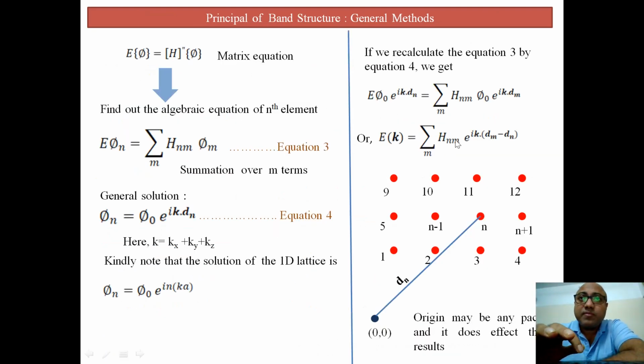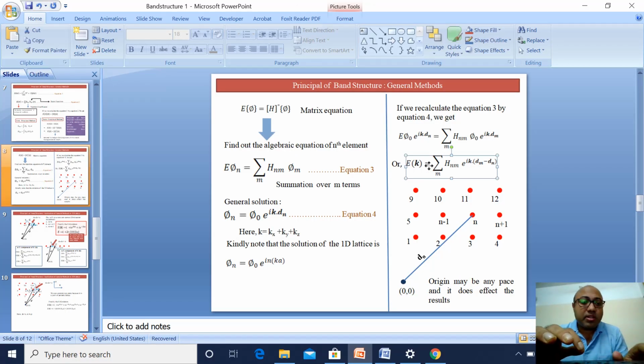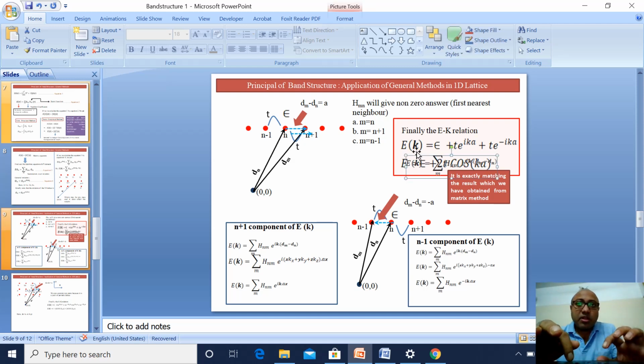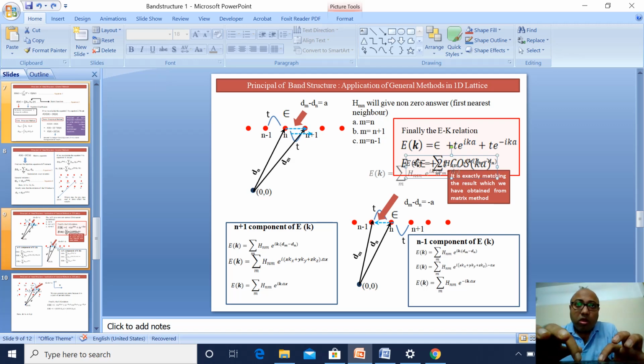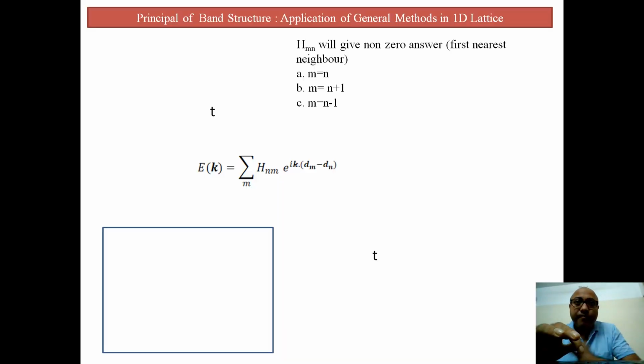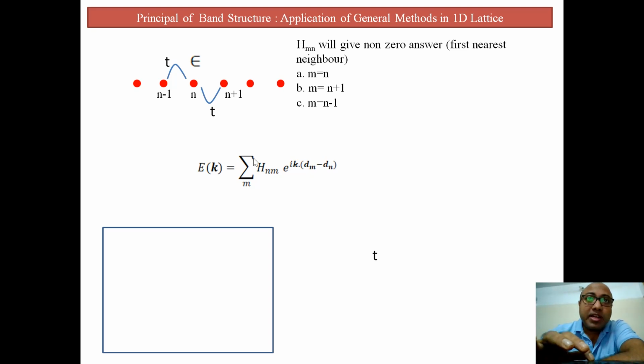We have to do the summation. Let's write this summation here. This is the summation, so I have to do the summation over m. Now M has three components. When M is equal to N, that means the wave function is multiplying with the same wave function, and the nearest neighbors: one is N plus 1 and the other is N minus 1.